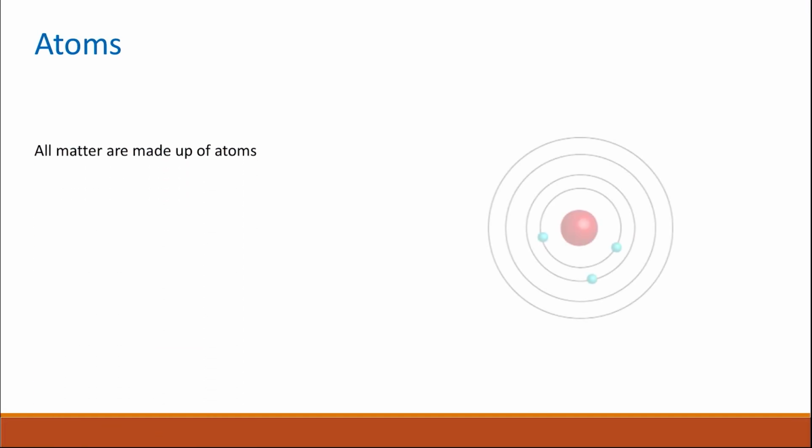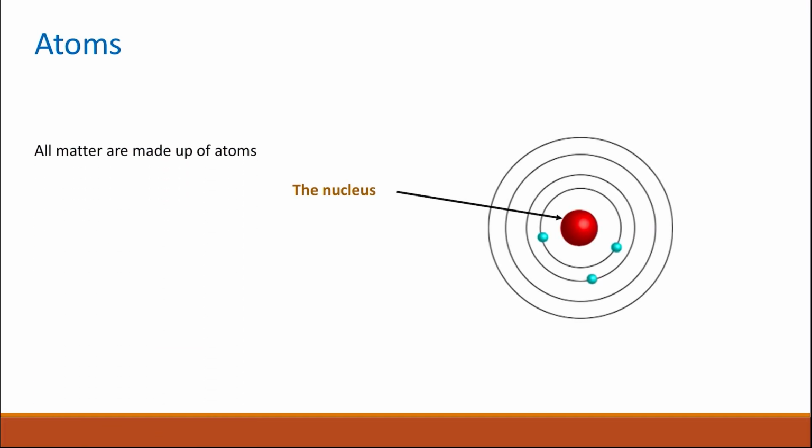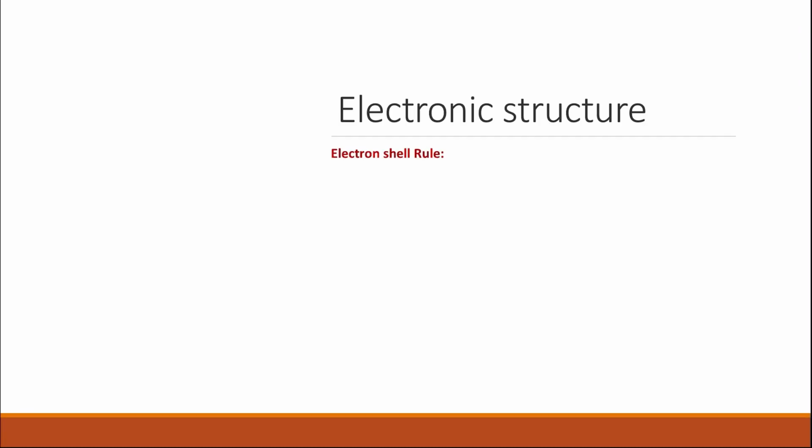So we learned that an atom is made out of a nucleus at the center of an atom, and then there are electrons which orbit the nucleus in shells. So electronic structure is a representation of the distribution of the electrons in the electron shells around the nucleus.